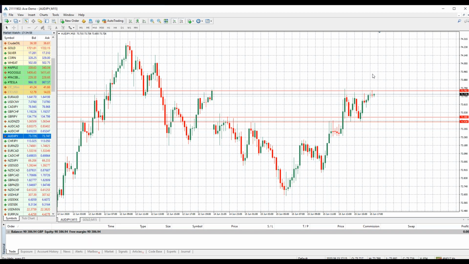One is the yen is a safe haven currency. It tends to strengthen when there's fear. And the Australian tends to weaken if there's any fear about China and their economy.